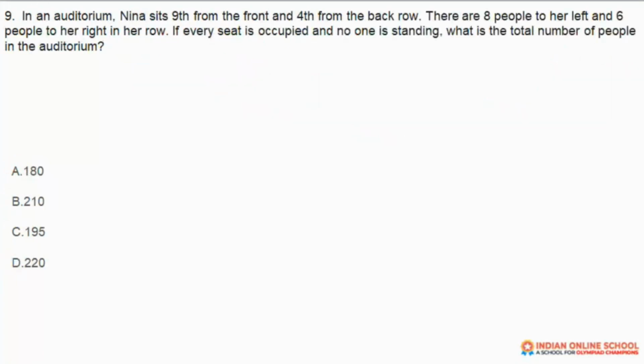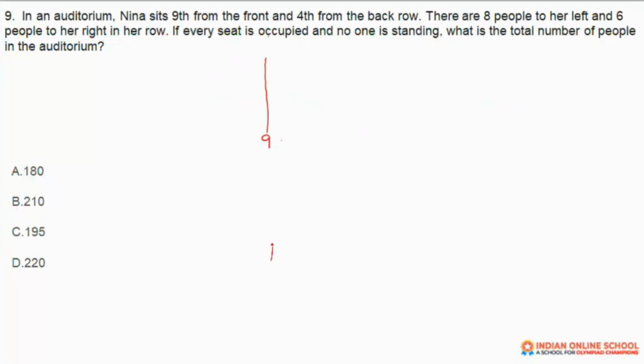Now let's go with the next question. It is saying that in an auditorium, Nina sits 9th from the front row. Okay, we are counting from the front row, so Nina is 9. That is the position of Nina. And 4th from the back row.